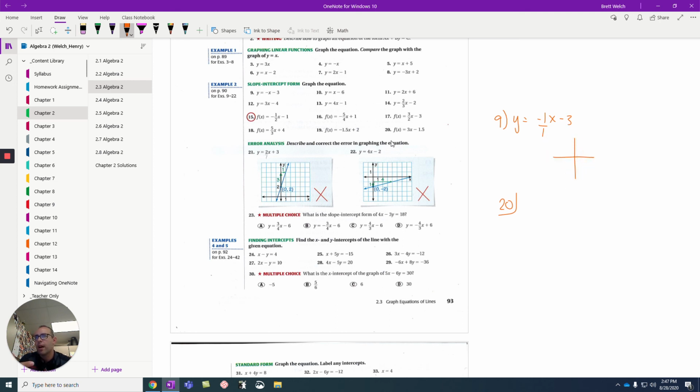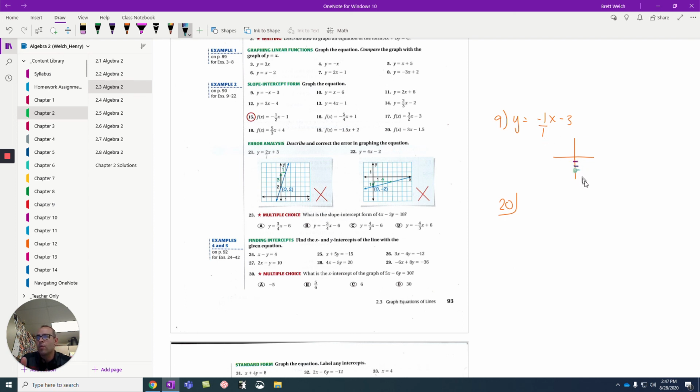So I can create my graph real quickly here. Let's go with fun and unique. Let's see. That's going to tell me to go down to negative 3. I'm going to put a dot there at negative 3. And then I'm supposed to go down 1 over 1.